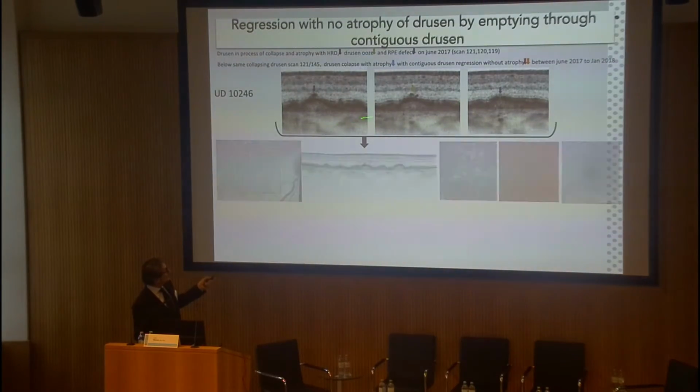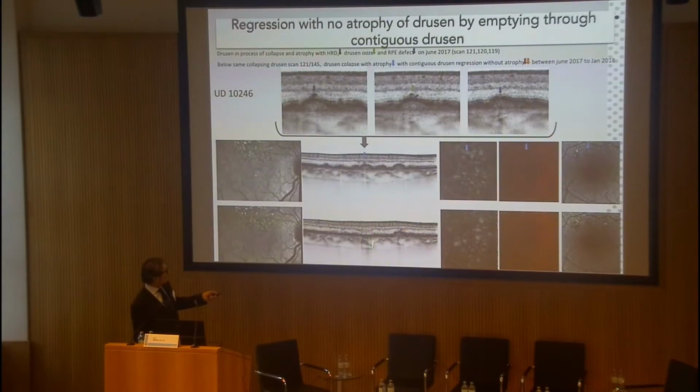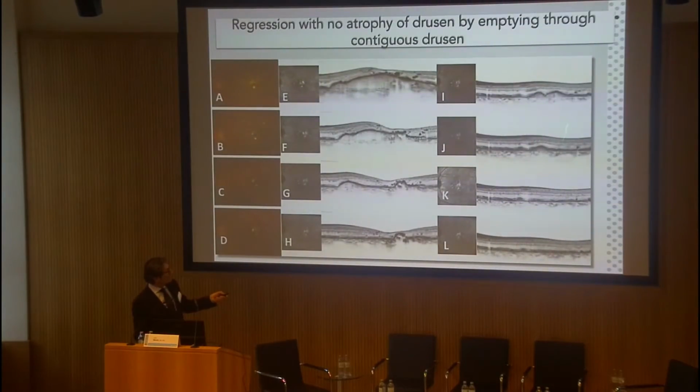We can find, let's see this case too. This is the drusen that will collapse here. This is the collapsed drusen, and see what happened to the other drusen in the vicinity. They go away without atrophy in this side and in this side, and no atrophy in whatever imaging you see. So neighbor drusen may go down without atrophy. And this is also seen in drusen in the vicinity of drusenoid collapsing. So you have the drusenoid collapsing with atrophy in the middle, but neighboring drusen may resolve without atrophy because they empty their material through the neighbor one.